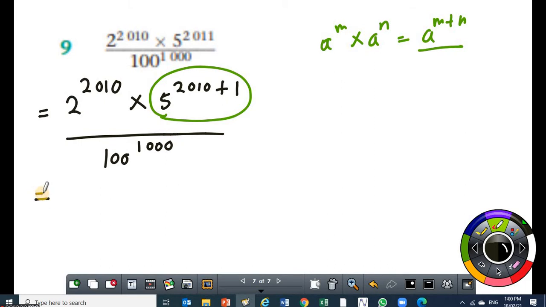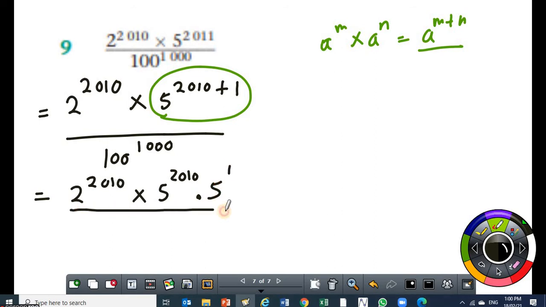Right, so the next step now, I'm going to use law 1, moving from the right-hand side to the left-hand side. So you get 2 to the power of 2010 times 5 to the power of 2010 times 5 to the power of 1, and that's all over 100 to the power of 1,000. You see what I did from here to there? I used the first law from the right-hand side towards the left-hand side.